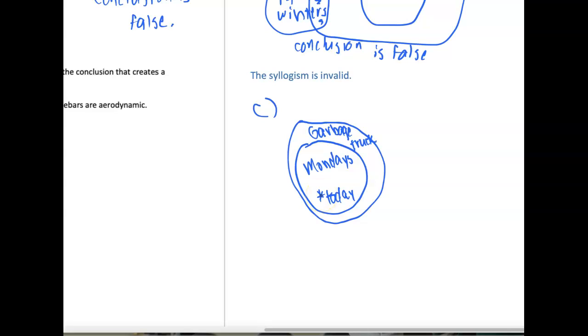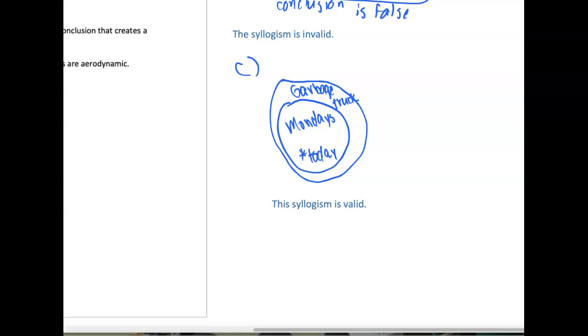Okay, so now we investigate the truth value of the conclusion. So the conclusion is that therefore the garbage truck comes today. And since this Euler diagram is the only Euler diagram representing this situation, the conclusion is true here. Well, that means we can say this syllogism is valid, right? Because the conclusion that the garbage truck comes today is always true. Therefore, I can say that this syllogism is valid. This concludes example 3, and this concludes this video.